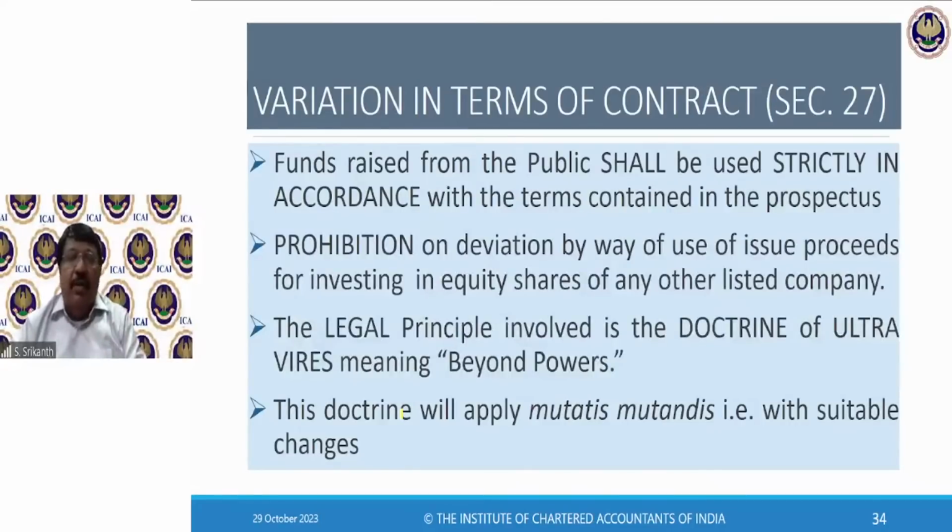So, you're taking this money and investing it in another listed company. I didn't give you money for investing in any other listed company. So, money raised by prospectus should not be used for that purpose. The legal principle involved is the doctrine of ultra vires. Whatever you stated in the prospectus is binding, is the scope. Beyond that, you cannot go.